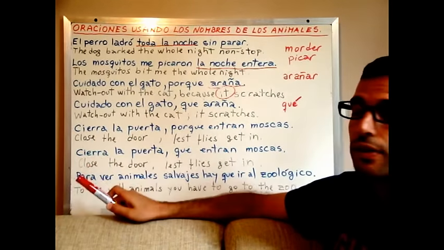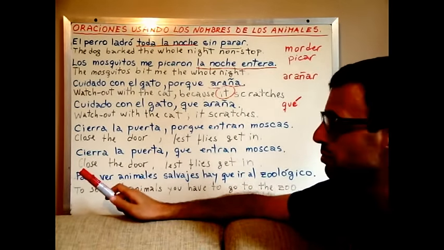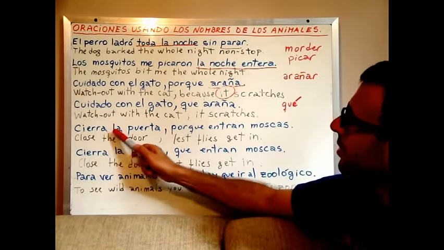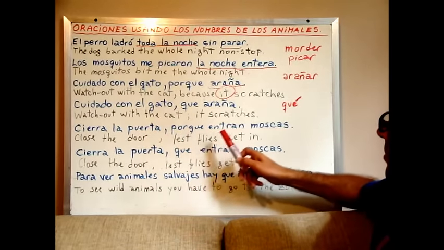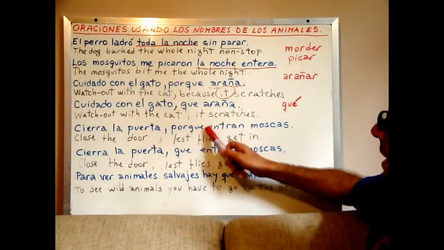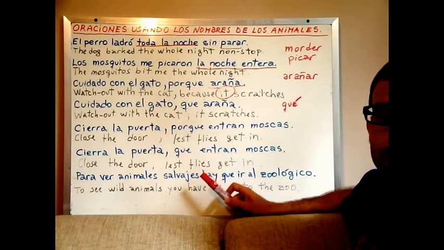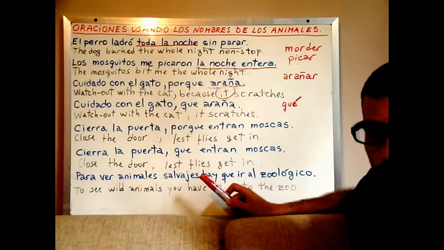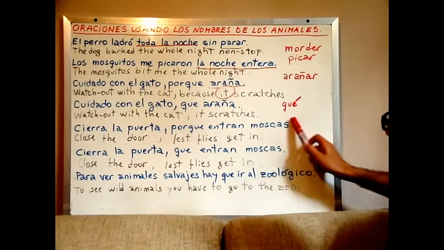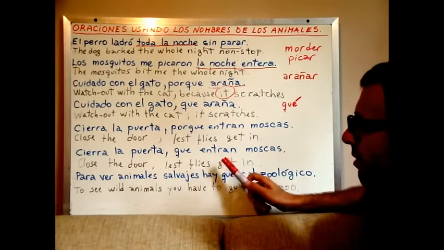Cierra is present tense for the verb cerrar, which means to close. The door because come in or get in, right? This is from the verb entrar, that means to get in or to come in. Moscas is the plural for flies, for a fly, mosca.